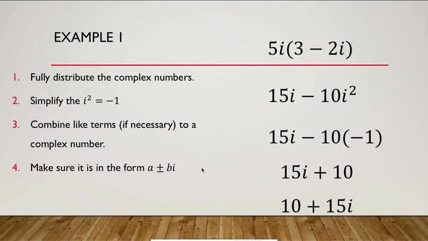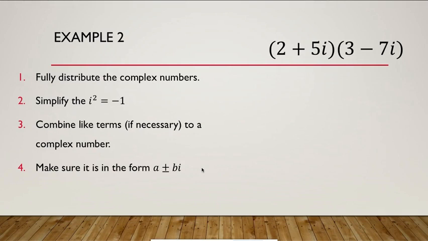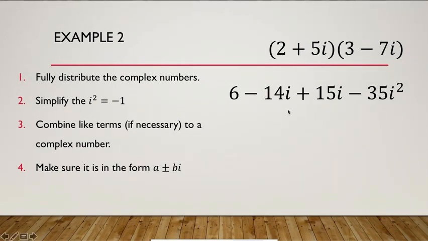Let's take a look at another example. Here I have 2 plus 5i times 3 minus 7i. So this is a case where I have a binomial times a binomial. So I want to make sure that I fully distribute every term in the first set of parentheses multiplied by every term in the second set of parentheses. One method we've used for this is the FOIL method: first, outer, inner, last. So multiplying the 2 times the 3, the 2 times the -7i, 5i times 3, and 5i times -7i to get 6 minus 14i plus 15i minus 35i squared.